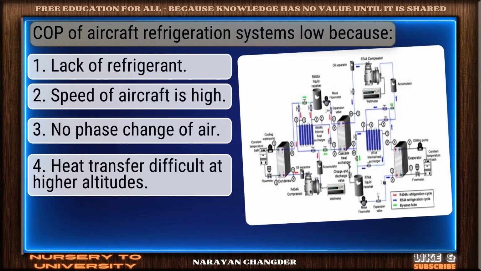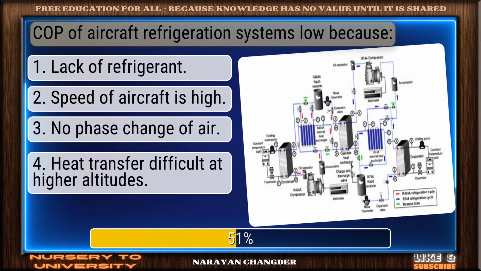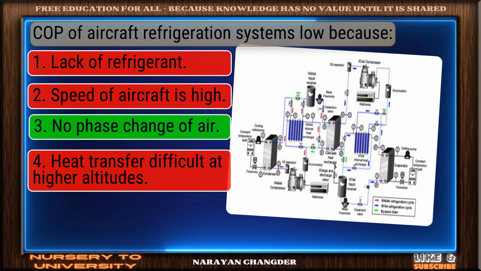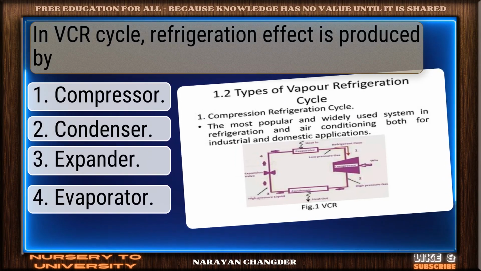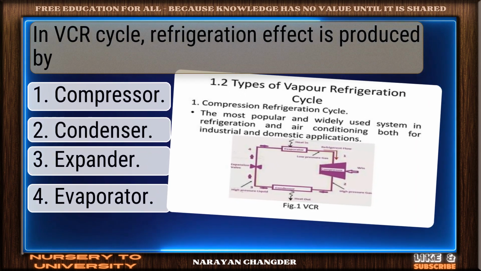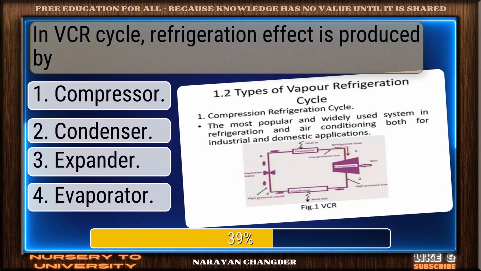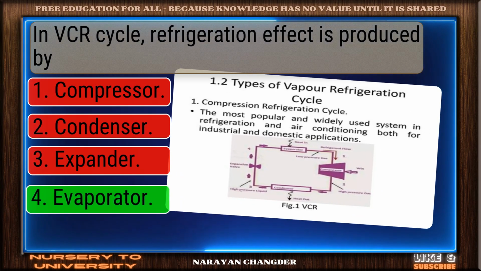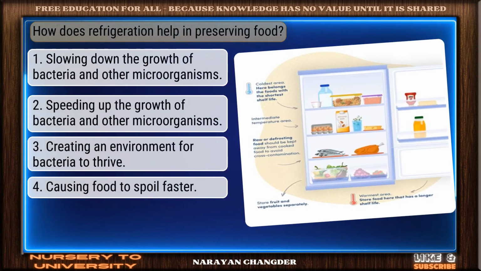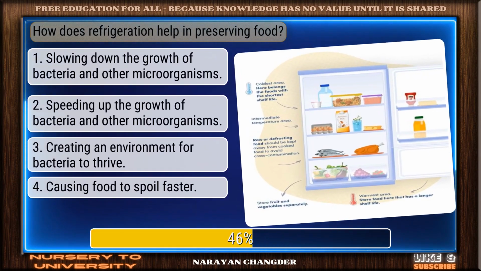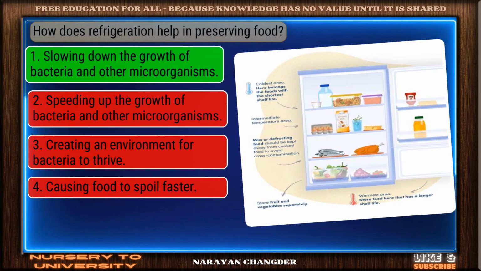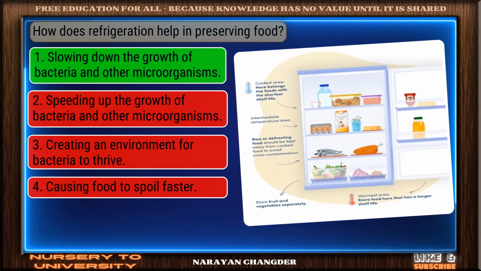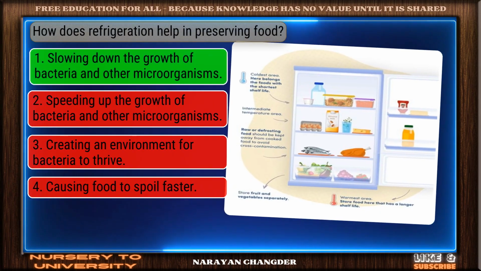COP of aircraft refrigeration systems is low because. Right again. No phase change of air is a valid answer. In Bell-Coleman cycle, refrigeration effect is produced by. Great job. Evaporator is the accurate answer. How does refrigeration help in preserving food? Well reasoned. Slowing down the growth of bacteria and other microorganisms is the correct choice.